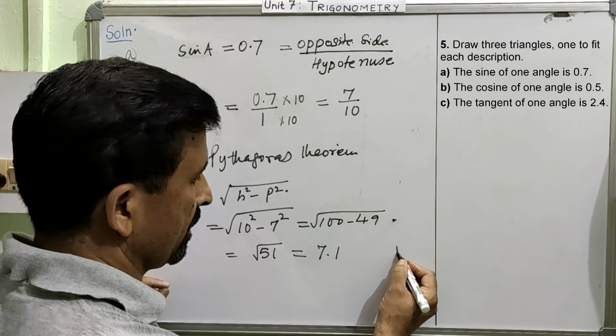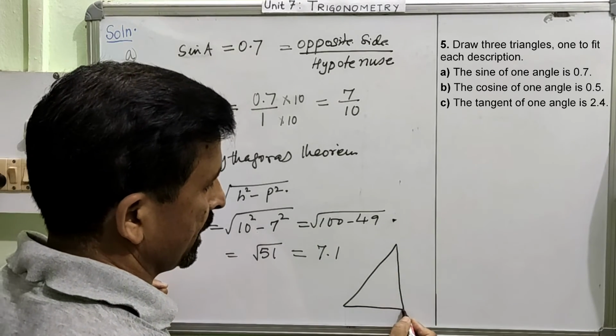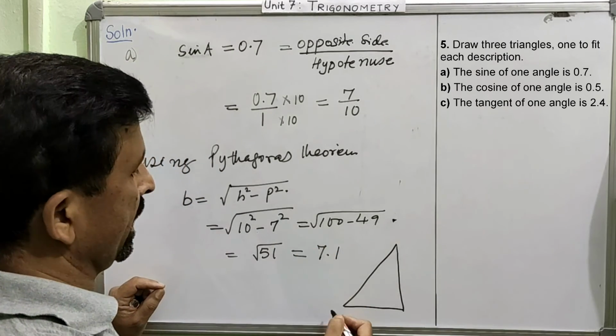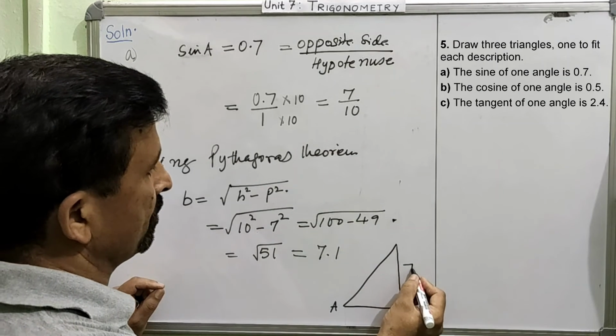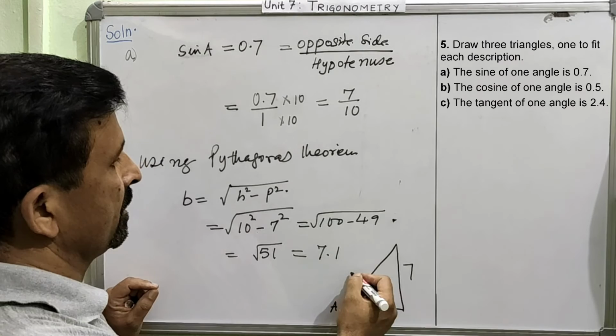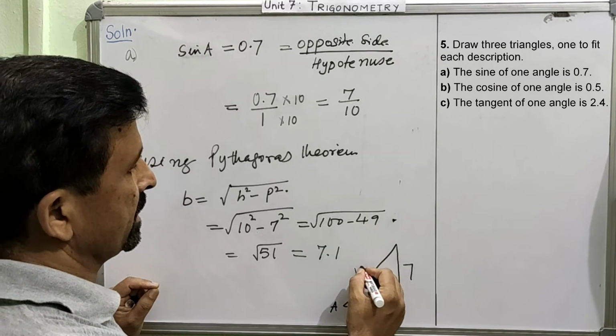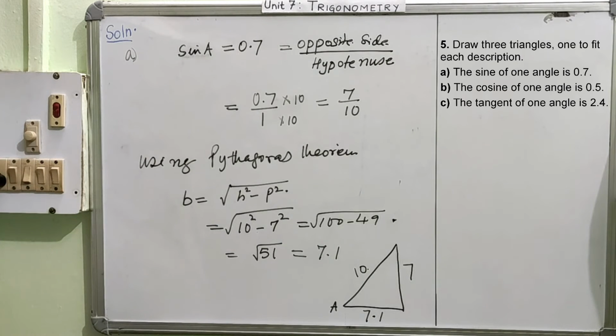So a rough diagram. This is angle A, suppose, then the opposite side will be 7, right? The base we calculated is 7.1 and then the hypotenuse is 10. So this is the triangle that we have drawn. So it's very clear, no?